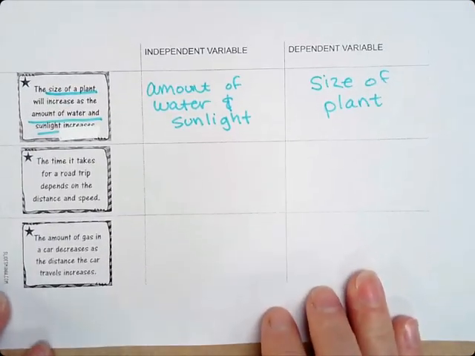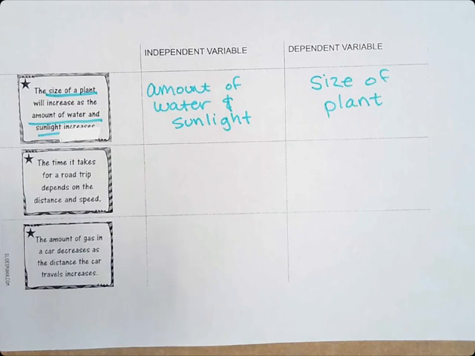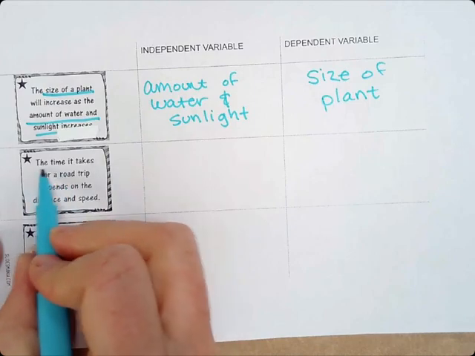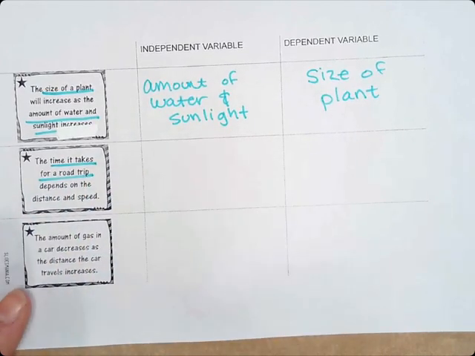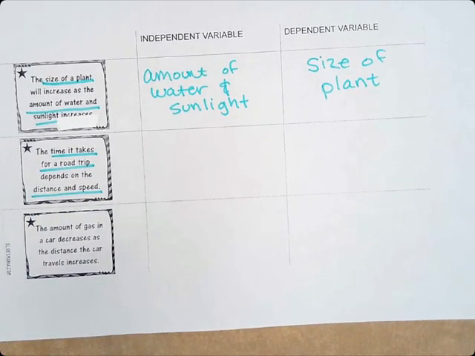Let's look at the next one. The time it takes for a road trip depends on the distance and speed. So we need to determine what our two variables are. Time it takes for a road trip, and then distance and speed. Depends on. This depends on that. Time depends on distance and speed.